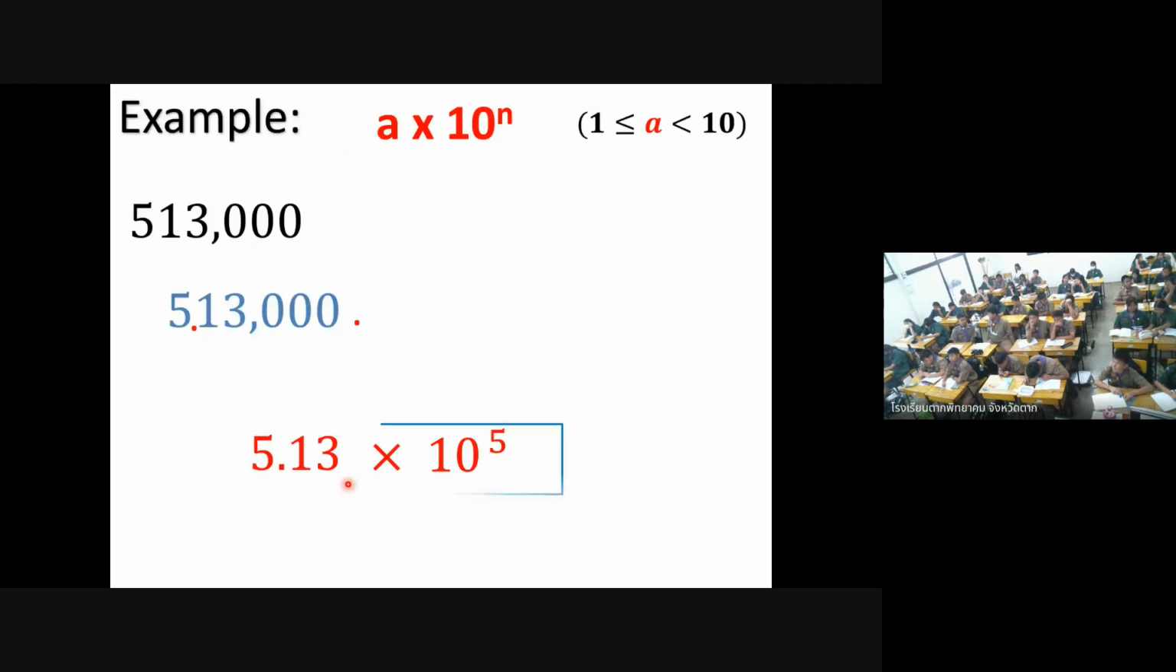Okay? Again, this is your A. This is your N. Again, A times 10 to the power of N, right? So we're going to have 9.02 times 10 to the power of negative 8.